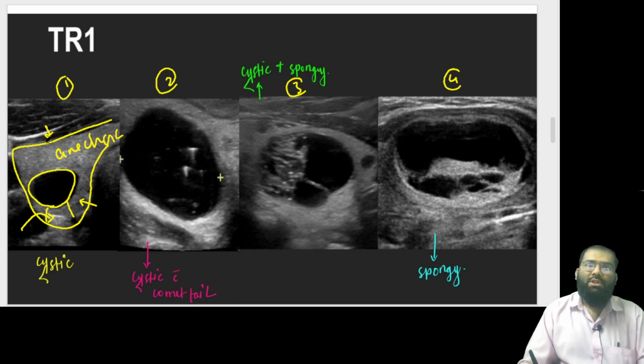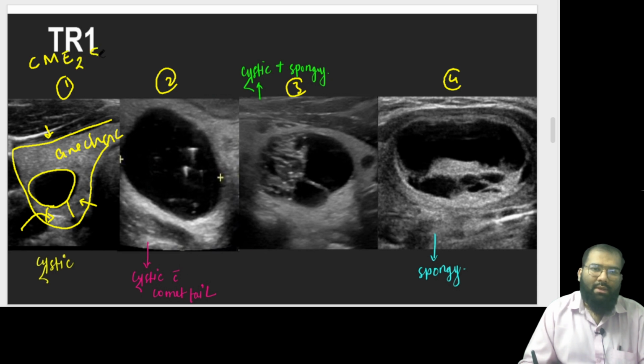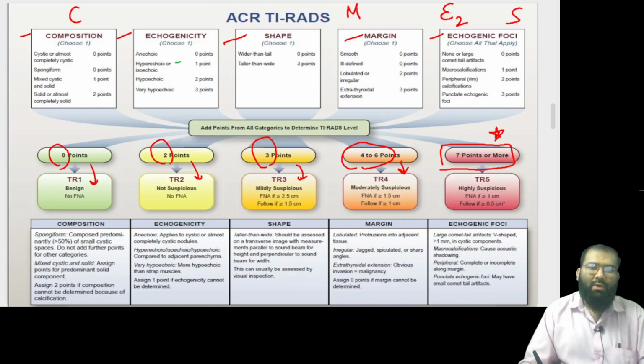So how to calculate the value? CMES. So what is the composition? Composition is cystic. How is the margin? Margin is well defined. How is echogenicity? It is anechoic. Are you able to see any echogenic foci in this? Answer is no, we are not able to see any echogenic foci. And S is shape. What is the shape of this lesion? This is wider than taller. Okay, so now let us come to the table to assign the numbers.